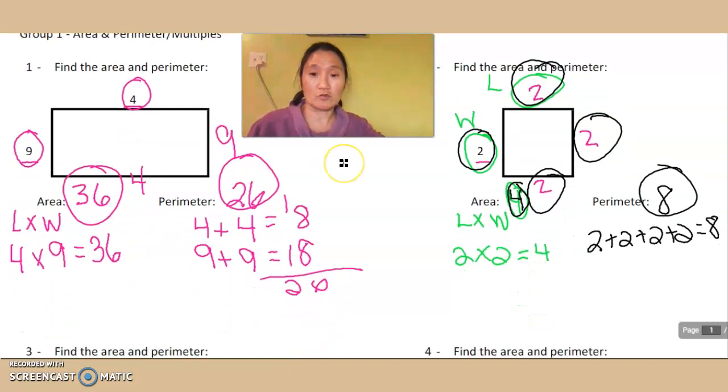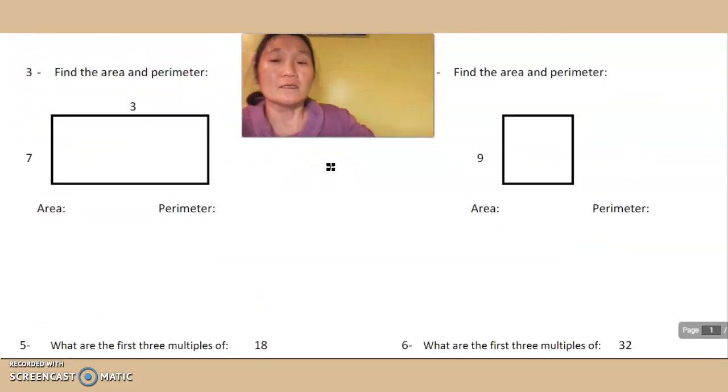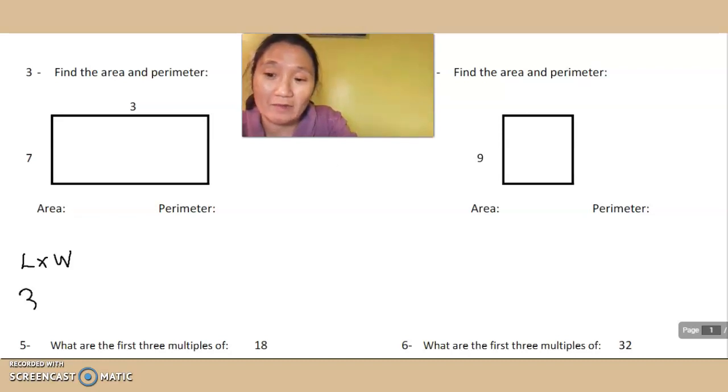Okay, so scrolling down just a little bit more here, let's look at another one to make sure we have this completely understood. Alright, so my area and my perimeter. So my area, I need to multiply length times width. So 3 is my length, and 7 up and down is my width. So that's going to be 21.